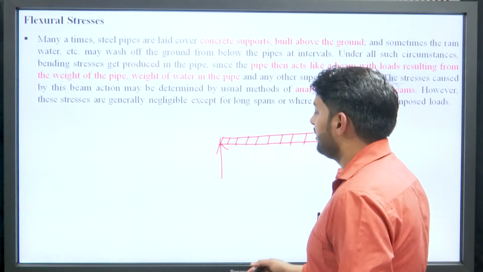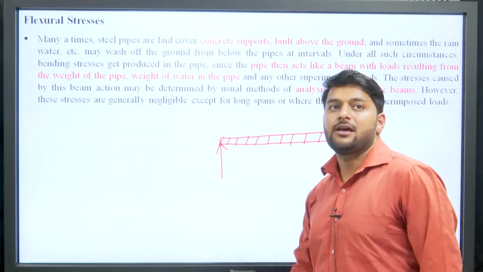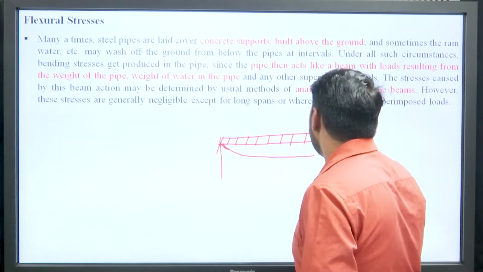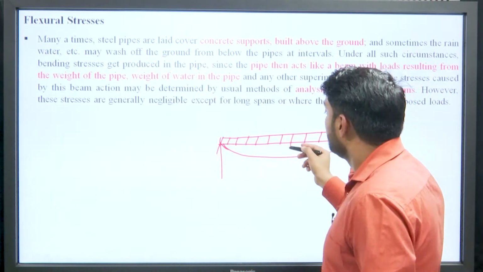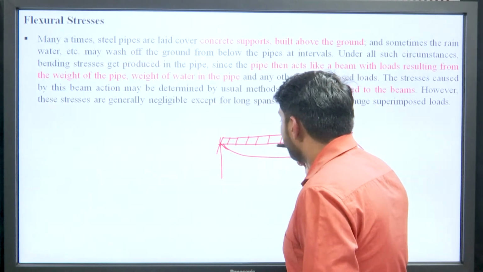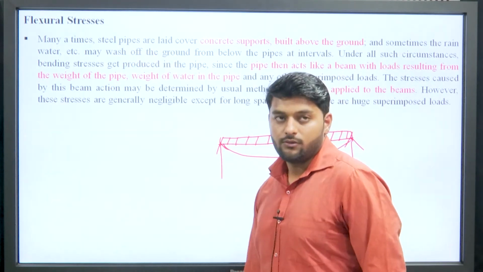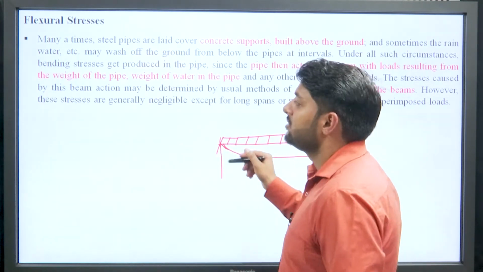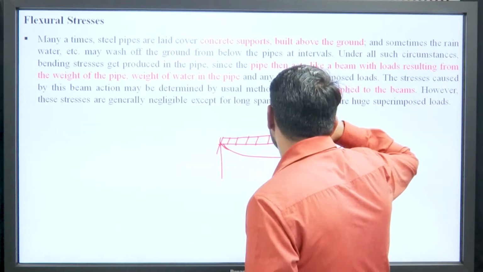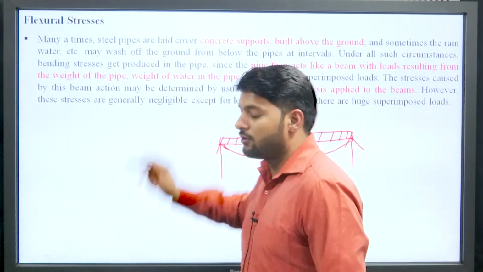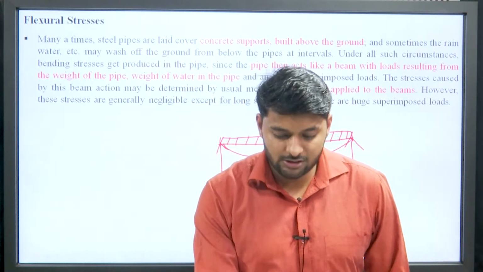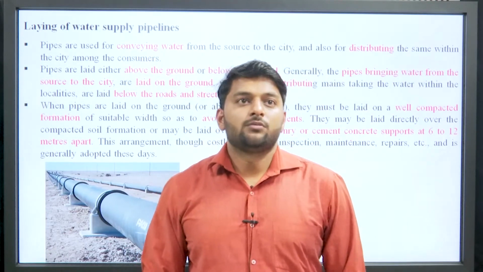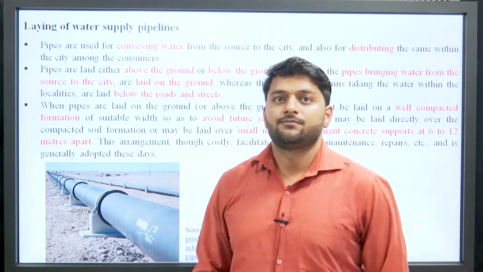When water passes through it, the weight of water as well as the weight of the pipe itself tries to bend that particular pipe, and by resisting that load, or the self weight of the pipe, there is a development of flexural stress. Okay. So this is a form of stress which develops in a pipe because of supports. Next comes the laying of water supply pipeline.